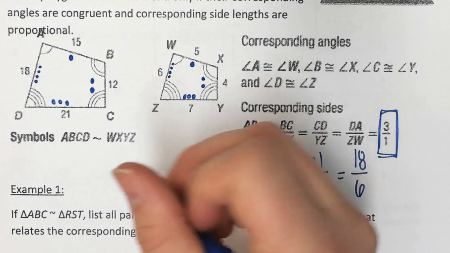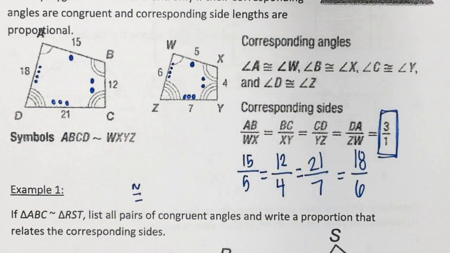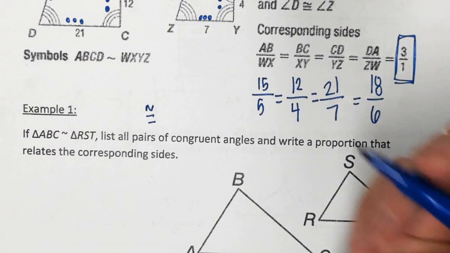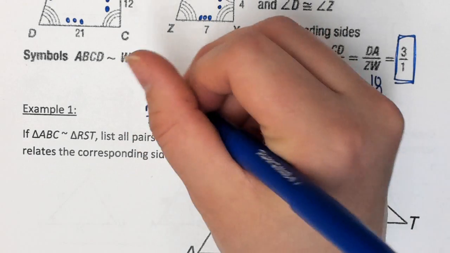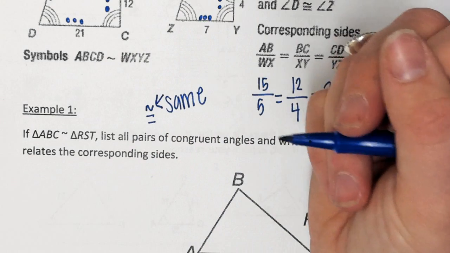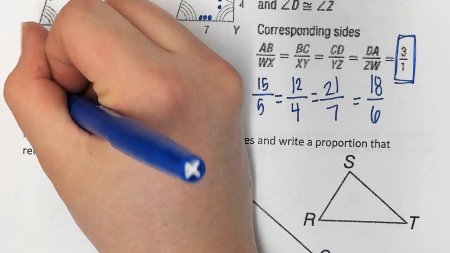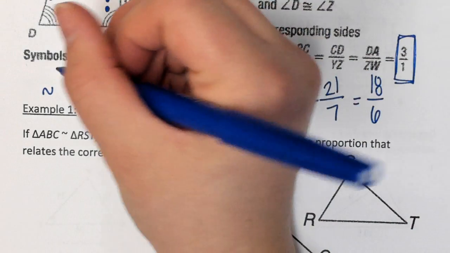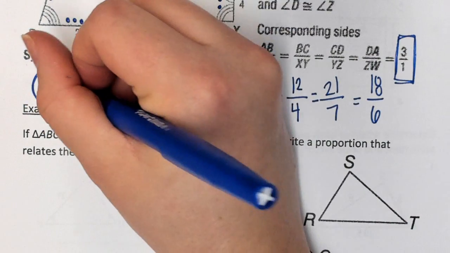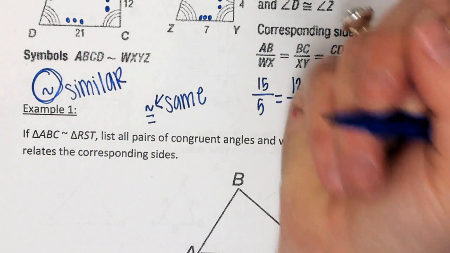So you know how we write something is congruent? This symbol right here? That's the symbol for congruency. This means they are absolutely the same. 12 is congruent to 12. In order to say something is similar, you only use the tilde. This means similar.